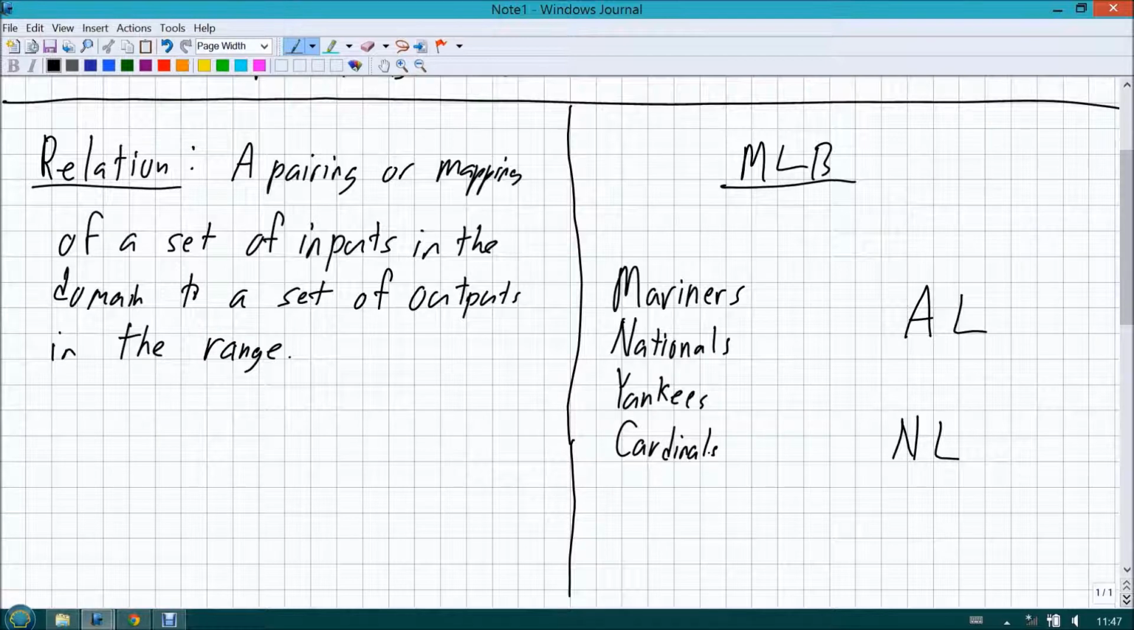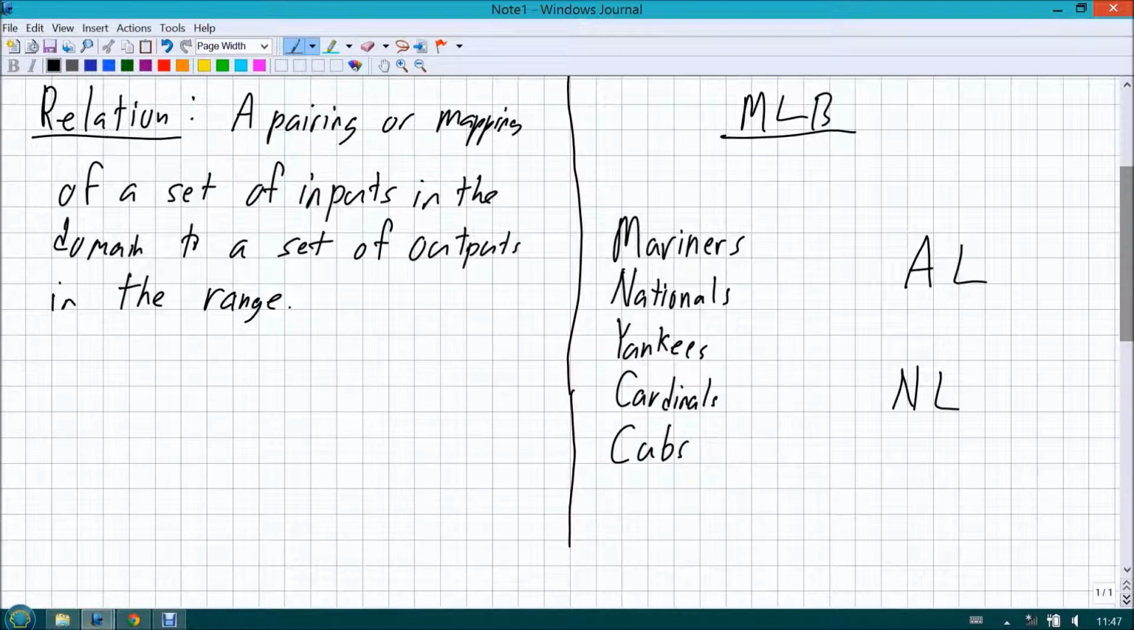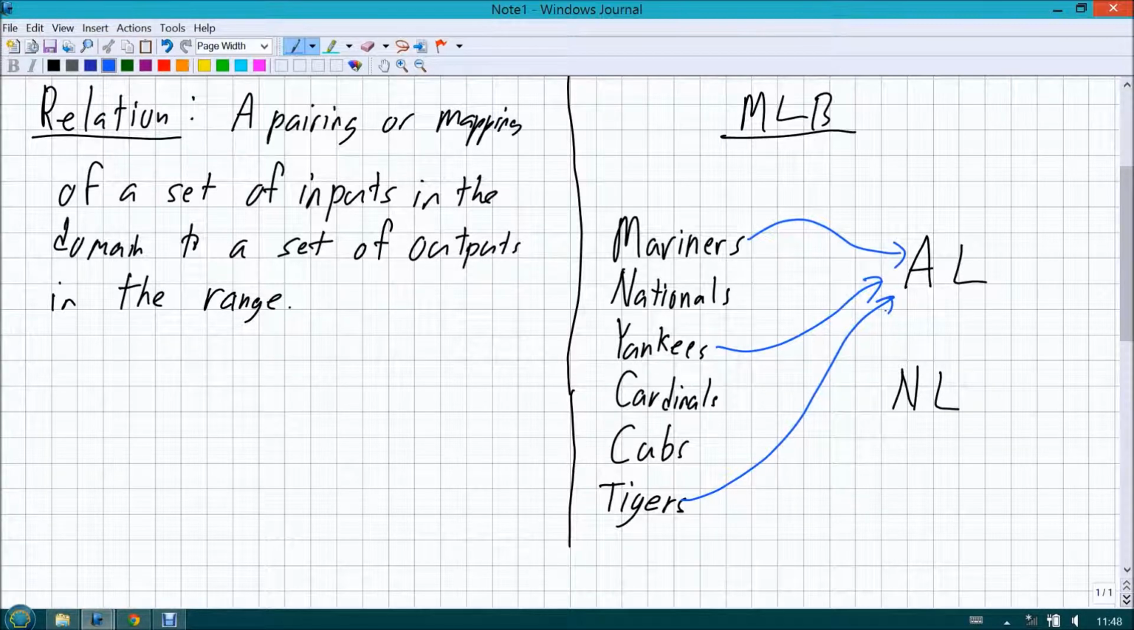And then there are teams that don't go very often or haven't been there for like 100 years, like the Cubs. Or maybe one that hasn't been there in a very long time, like the Tigers. Actually, I think the Tigers have been there recently, but oh well. Anyway, each of these is related to a league. For an example, the Mariners are part of the American League, along with the Yankees and the Tigers. But in the National League, you have the Nationals, the Cardinals, and the Cubs.